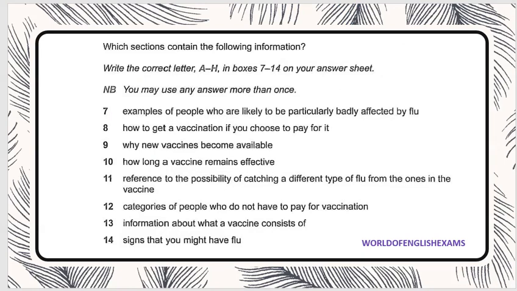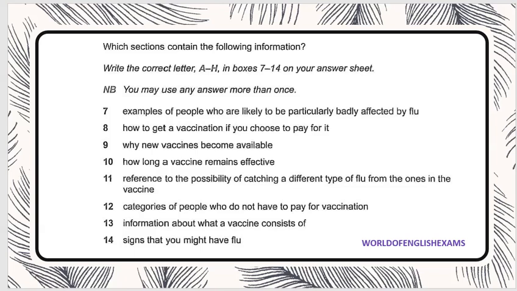Now let's see. 7th question, no examples of people. No, it's not given. 8th question, how to get a vaccination. Nothing about that is given. 9th one, why new vaccines are available. No, nothing about this. How long a vaccine remains effective. Nothing mentioned about the time span. Then reference to a possibility of catching a different type of flu.